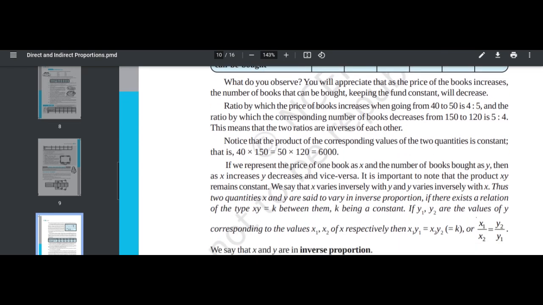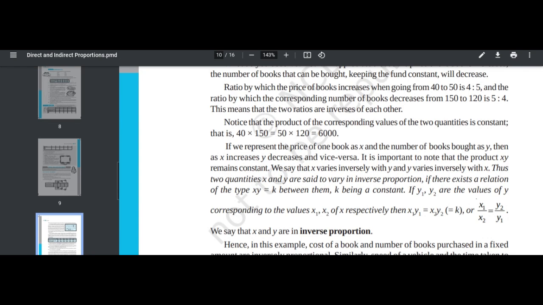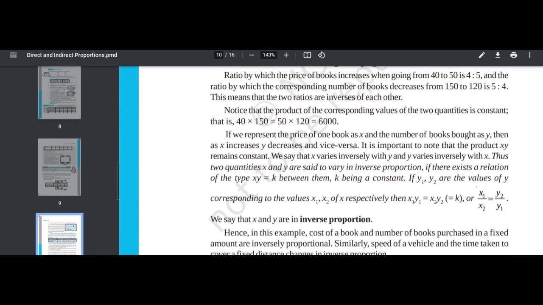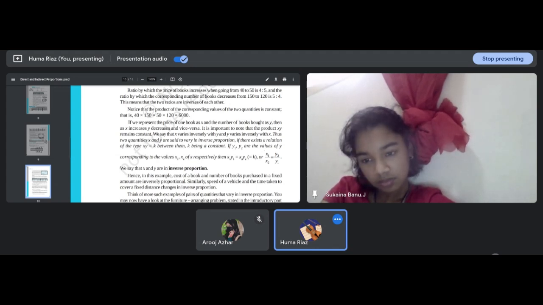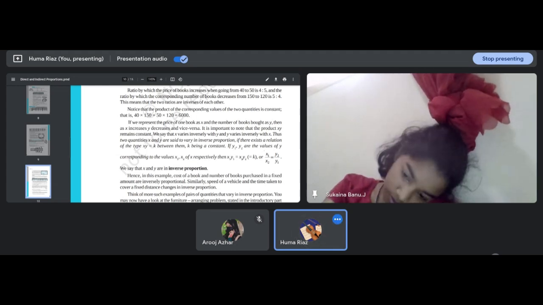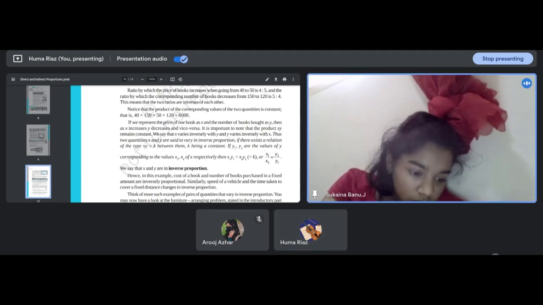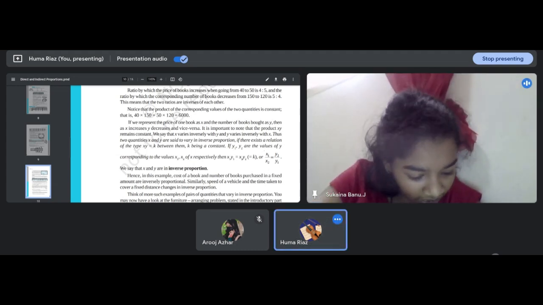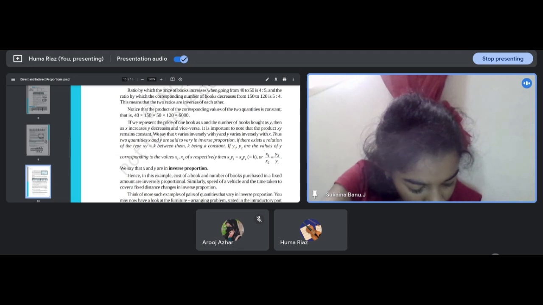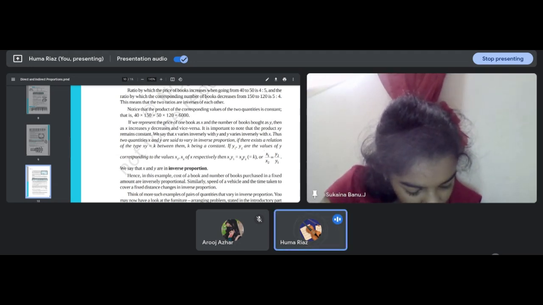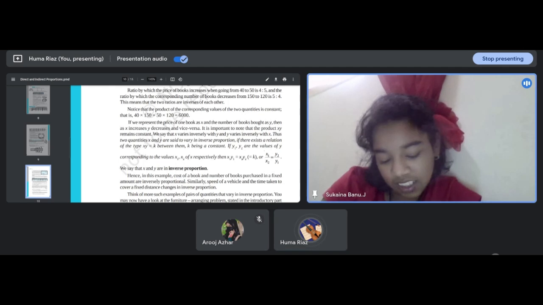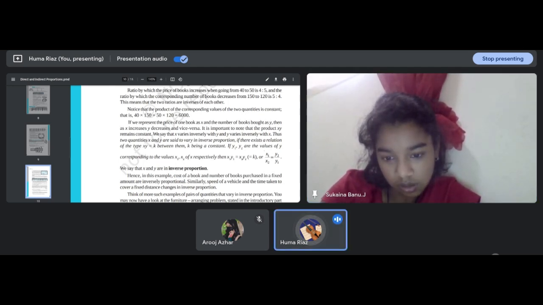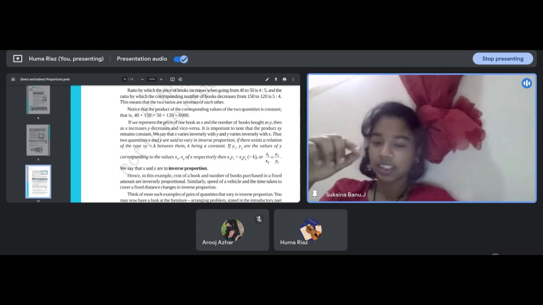Understood? Any question? No, ma'am. But in the previous question, in the direct proportion, x1 is directly equal to... I lost that formula. We did learn this. Sukena, x1 equals y1.